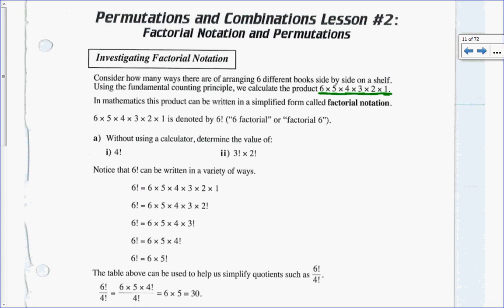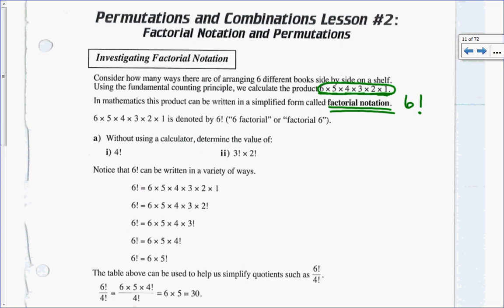There is a simplified way to write this product, 6 times 5 times 4 times 3 times 2 times 1, when every number is just 1 less than the number before it, and it goes all the way down to 1. It's called factorial notation. And this same product can be written as 6 factorial, 6 with an exclamation point. And that means 6 times 5 times 4 times 3 times 2 times 1. And it always ends at 1. Okay?